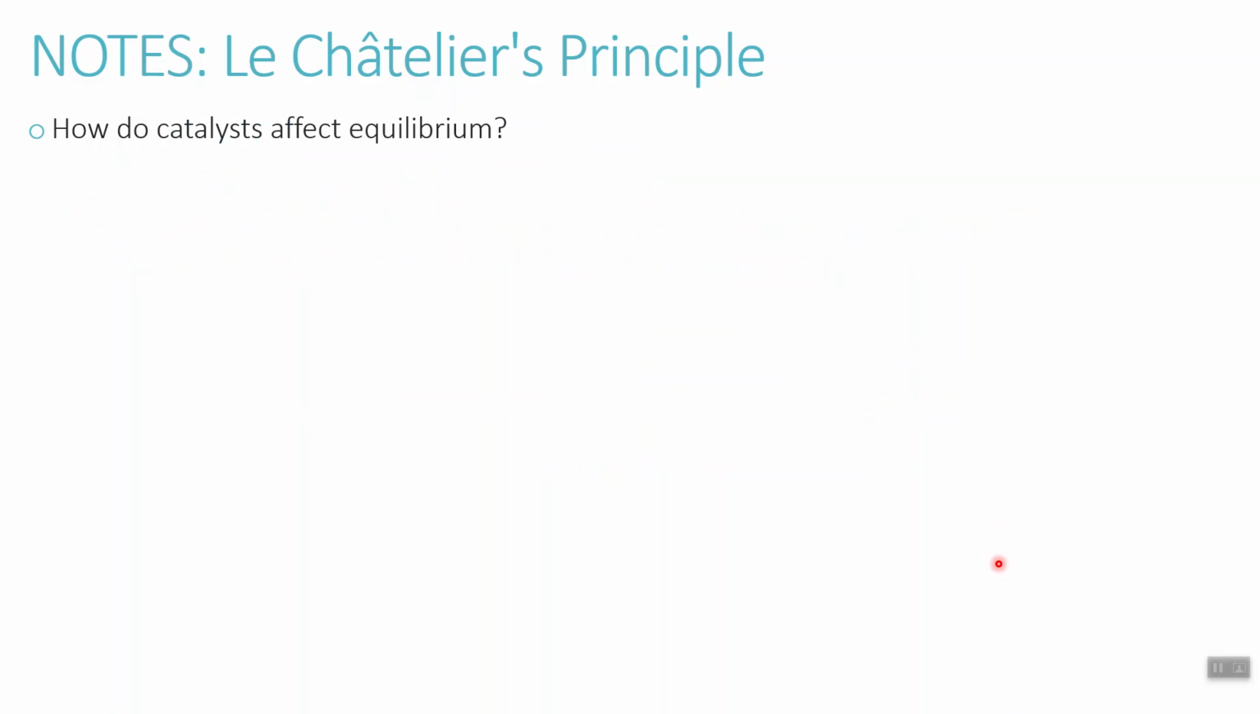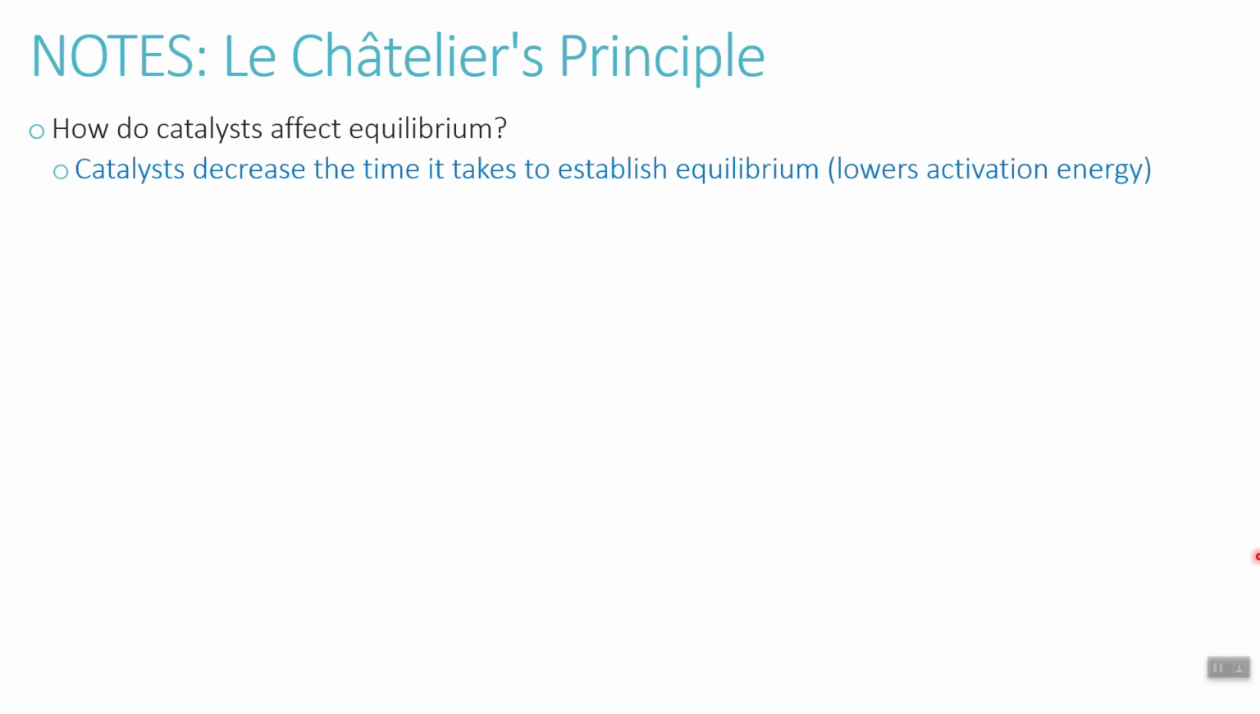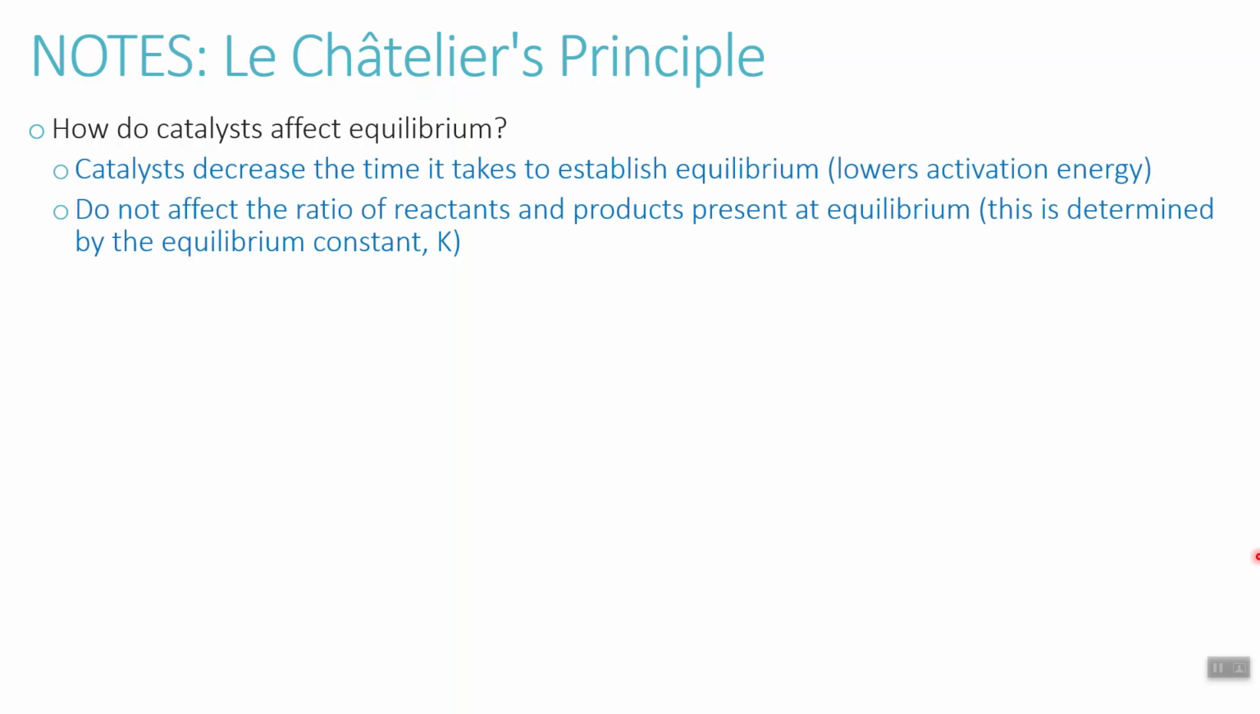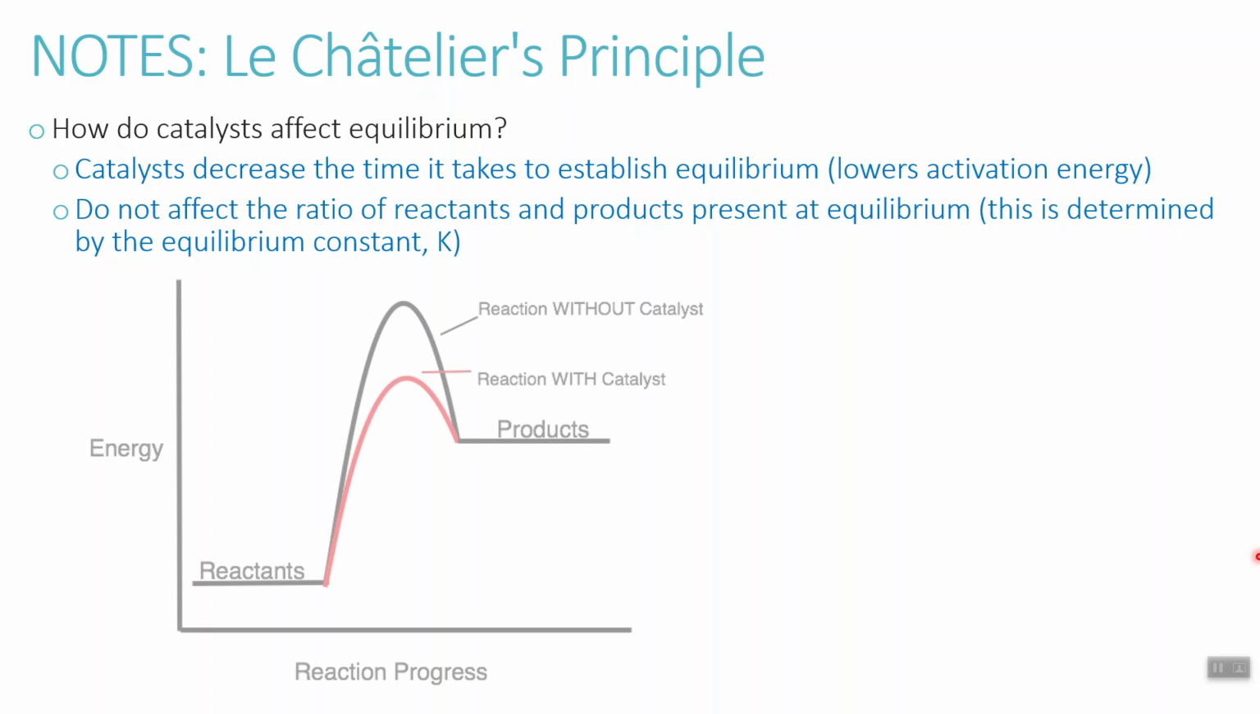So the next question is, how do catalysts impact equilibrium? Catalysts do not change the equilibrium position. They just help us get to equilibrium faster. So catalysts decrease the time that it takes to establish equilibrium, and they do this by lowering activation energy. So we'll get to equilibrium faster, but it doesn't actually change our equilibrium conditions. Our equilibrium conditions, that is the ratio of reactants and products present at equilibrium, is determined by that equilibrium constant K. So a catalyst is going to reduce the activation energy, which speeds up the reaction.